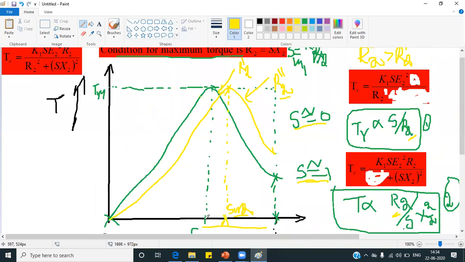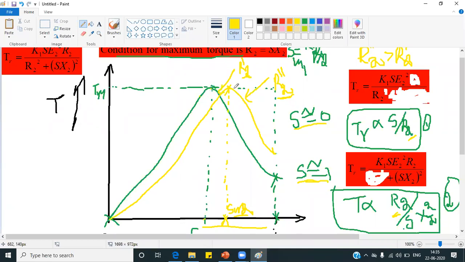SM2 is higher. So now that means the maximum torque occurring position. This is one speed, this is another speed. So guys, have some patience. I'm making it clear once again. What is SM2? This is slip at maximum torque for R2 double dash rotor resistance. And what is SM1? This is slip at maximum torque when rotor resistance is R2 dash, right?